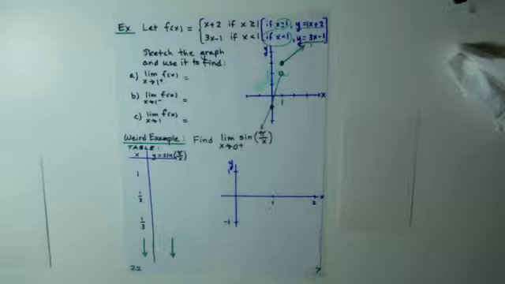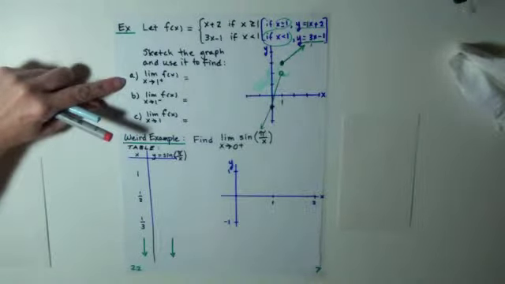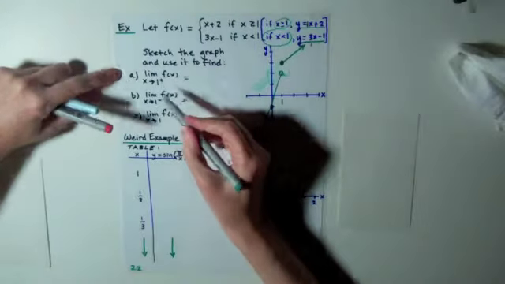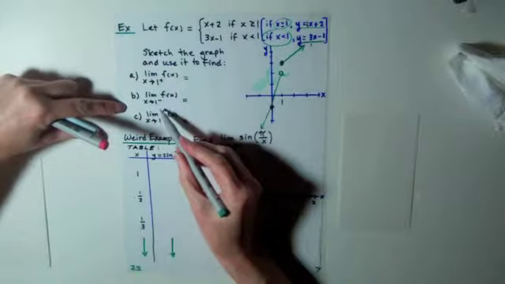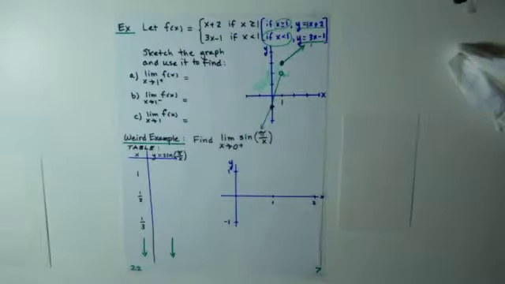Now we've graphed the function, and I want you to take a moment to see if you can find the limit as x approaches 1 from the right, the limit as x approaches 1 from the left, and the overall limit as x approaches 1 of this function f of x. So stop the video for a moment and see if you can find those three limits.